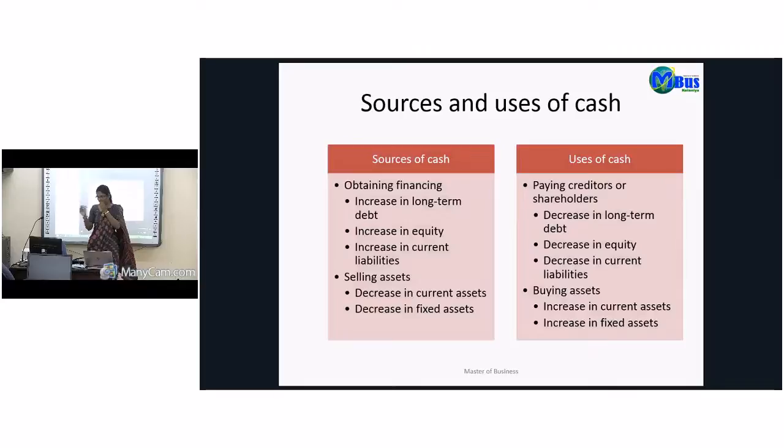You can find out. Examples are given for sources and users. By reading these examples, what can you understand? What is the definition for sources? Under the sources, we have mentioned all the activities that increase the cash balance of the organization, right?